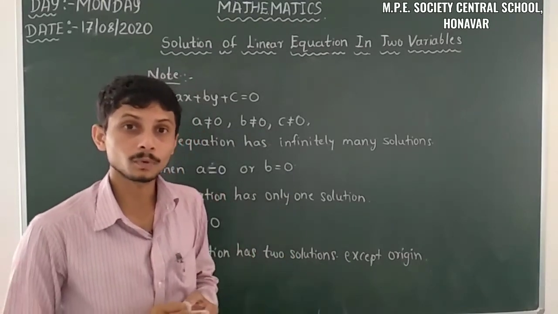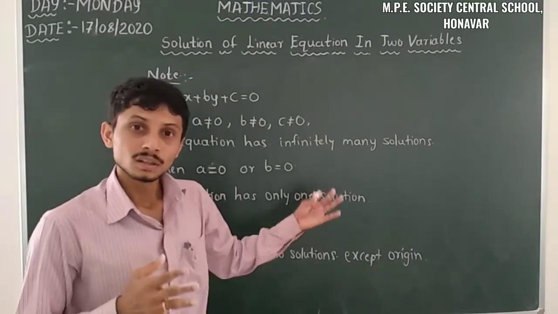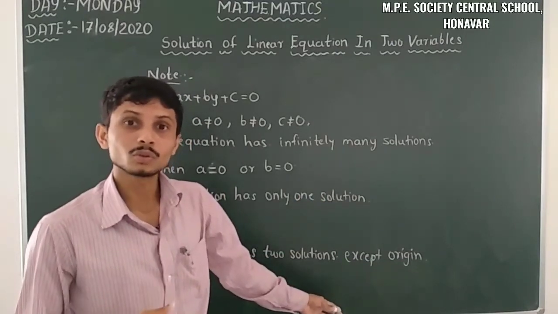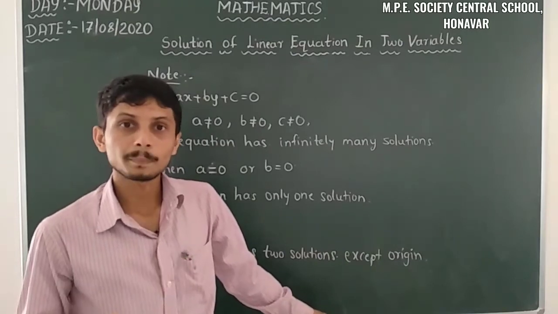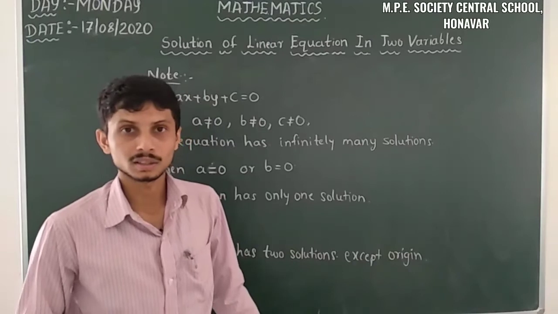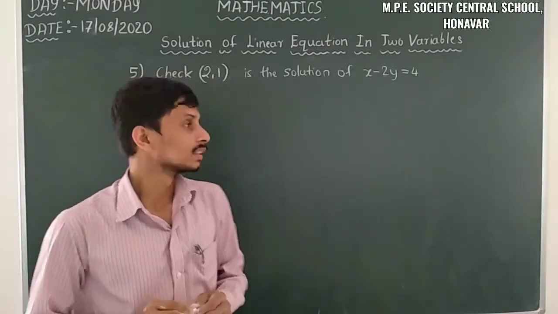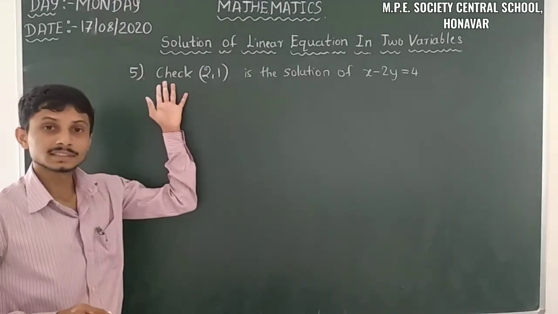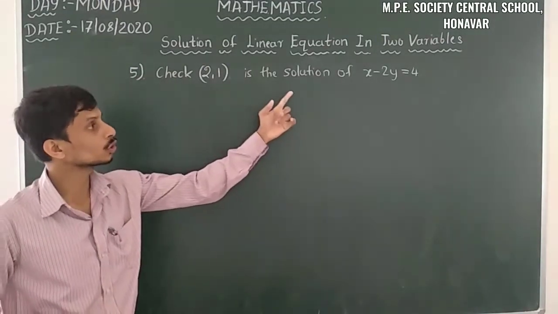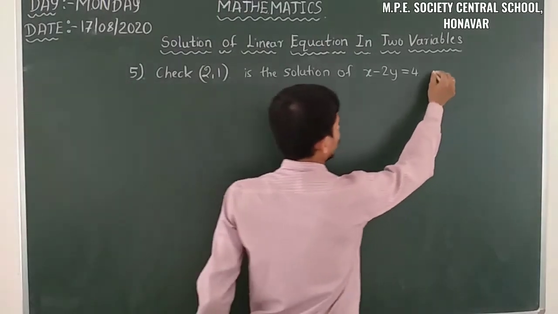So we already know about the quadrants: first quadrant, second quadrant, third quadrant and fourth quadrant. Those solutions lie in a quadrant. So let us move on to the next problem. The next problem tells us to check whether (2, 1) is a solution of x minus 2y is equal to 4 or not.